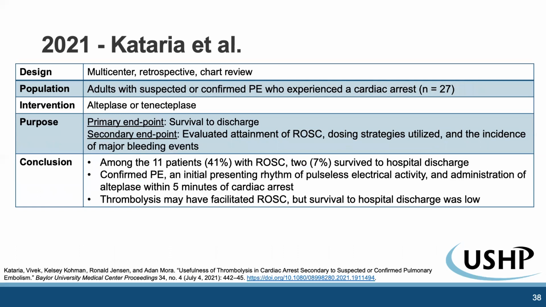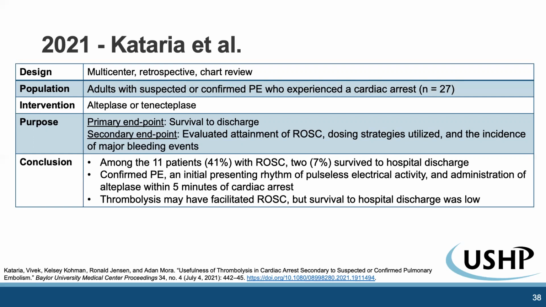And next we have the 2021 Kataria and researchers, in which this design was a multi-center retrospective chart review. The population consisted of adults with suspected or confirmed pulmonary embolism who experienced cardiac arrest. This is another small study in which we had 27 patients, and the intervention consisted of either alteplase or tenecteplase. The primary endpoint was survival to discharge, and the secondary endpoints evaluated attainment of ROSC, dosing strategies, as well as the incidence of major bleeding events.